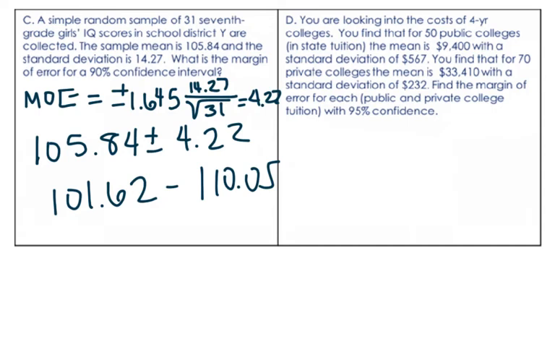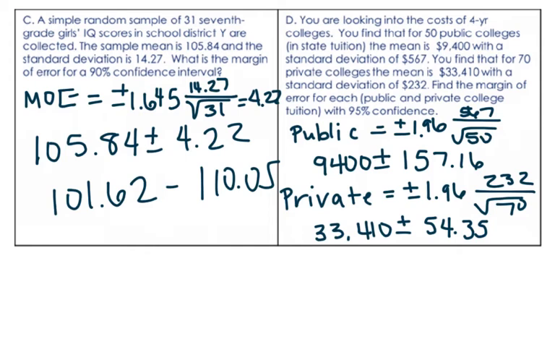If I add or subtract that to the 105.84, oh, sorry, I'm messing up baby sleep. You get that the actual confidence interval is going to be between 101.62 and 110.05. Okay, so for the second one, you're actually going to do the margin of error twice because you're going to do it for public colleges and then private. So try that in 1, 2, 3.